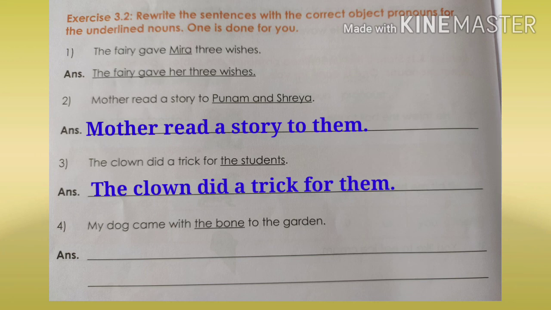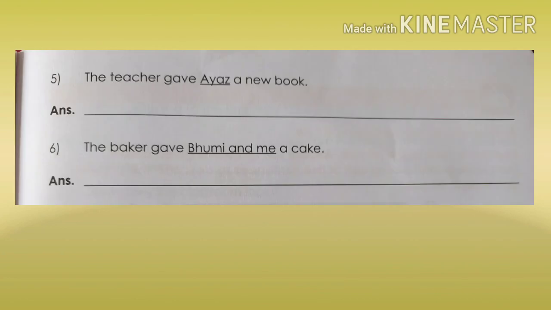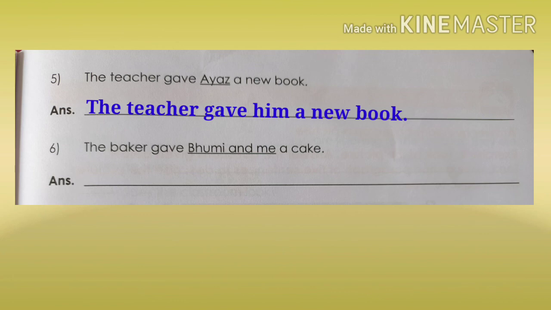Then 4. My dog came with the bone to the garden. So the answer is, my dog came with it to the garden. Then 5th, the teacher gave Ayaz a new book. So the answer is, the teacher gave him a new book. Then 6th, a baker gave Bhumi and me a cake. So the answer is, the baker gave us a cake.